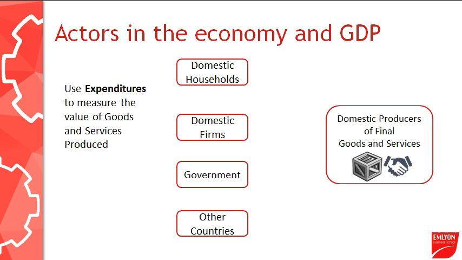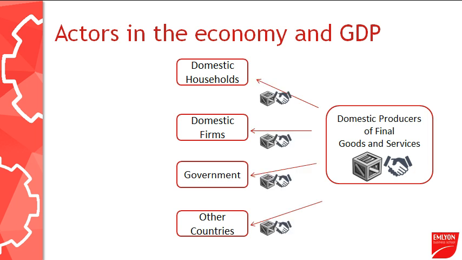To measure GDP, we're going to use what's called the expenditures approach to measure the value of goods and services produced. So let's see how this is done. On the right here, I've put up a square that represents the domestic producers of final goods and services. Now, these domestic producers will produce goods. These goods will be given to or acquired by households in the form of consumption.